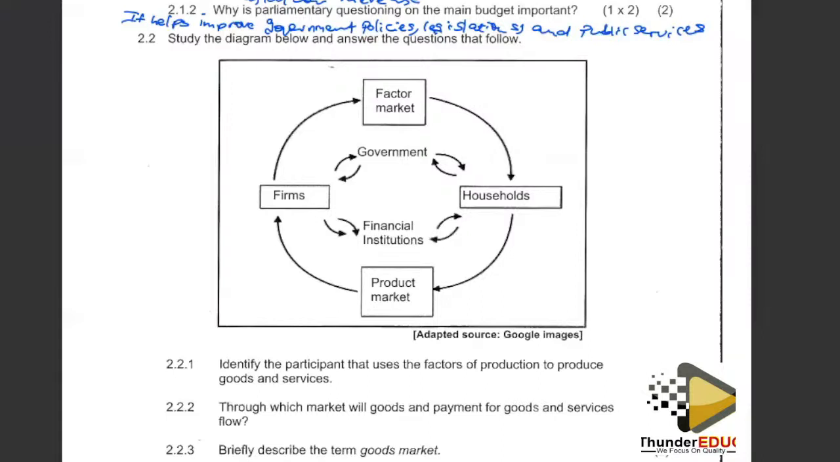The government normally, we refer to bodies that normally provide public goods. Why am I saying bodies? Because the government comprises different sets of bodies. Under government, I know most of you think that when you talk of the government, we only refer to politicians. Politicians are one of the bodies that form the government.